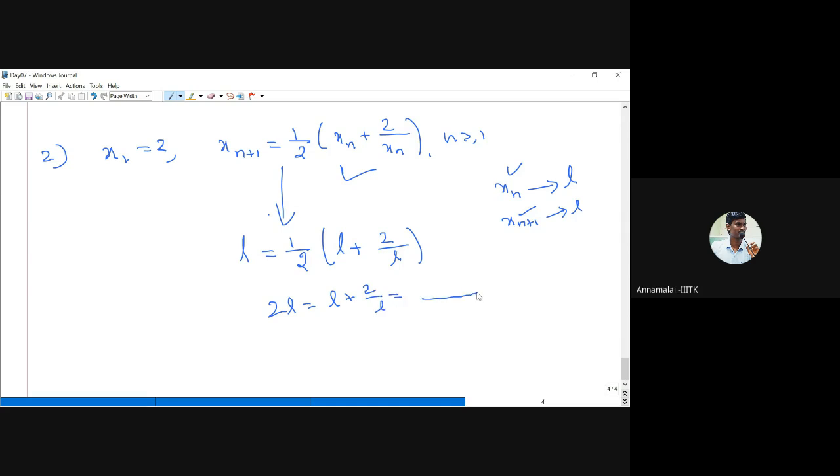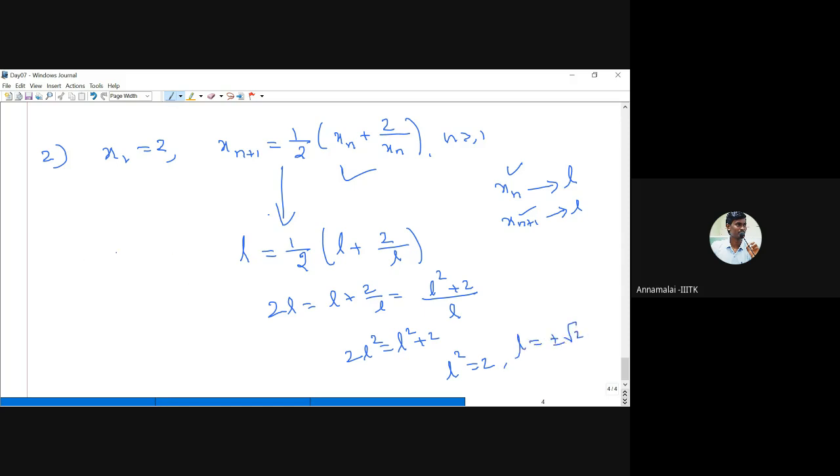If you simplify this, we take the LCM, which is L square plus 2. Cross multiply by L, we get 2L square equal to L square plus 2. Therefore we can cancel one L square, and L square equals 2. Therefore L is plus or minus root 2.